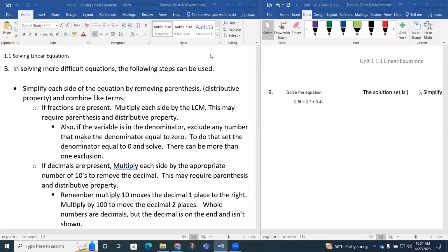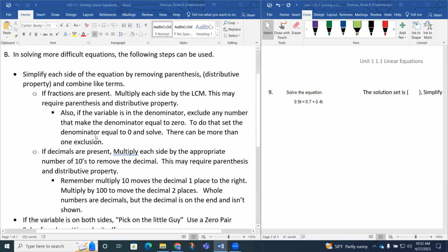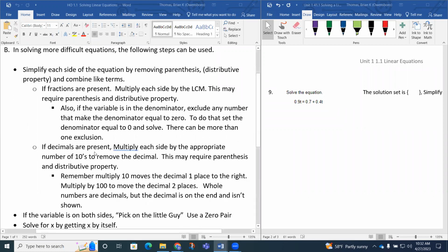So question 9, we can solve this equation. Again, our strategy is, looking at the problem, it's got some decimals involved here, but if we look at simplifying each side of the equation, we don't see any parentheses. And again, there's not really any like terms on either side. Fractions aren't present, but notice how decimals are present. So what we can do is multiply by the appropriate number of tens to remove the decimal.